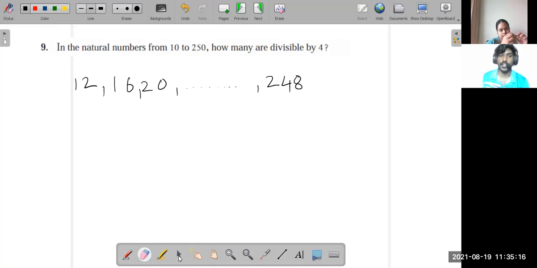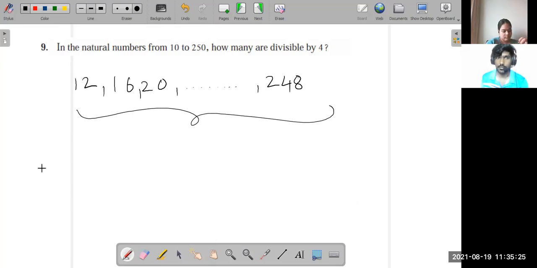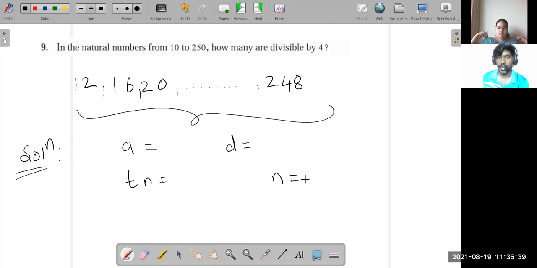Now you have to find out how many numbers there are in total. Will you be able to do this? Same as the previous one. Do it just now. Tell me a, what is the common difference, what is Tn, and finally you have to find out n. Exactly the same. Be careful with your calculations, okay? Don't make mistakes.